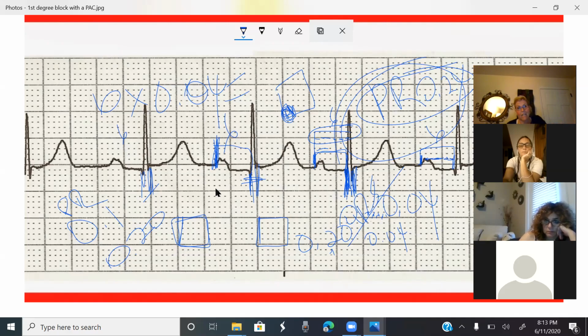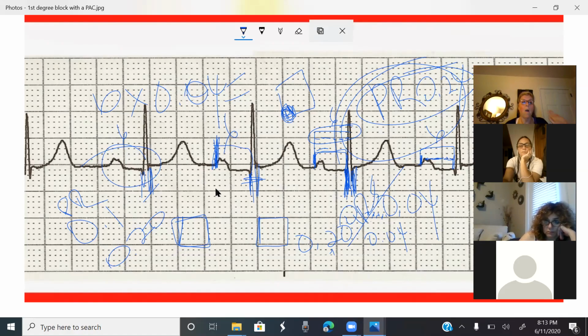No. I would call it sinus rhythm. Now, some people might call it sinus rhythm because it's coming from the sinus. It all looks good. The one thing that doesn't look good is our P wave and the PR interval. What I know about that is that's a first degree heart block.